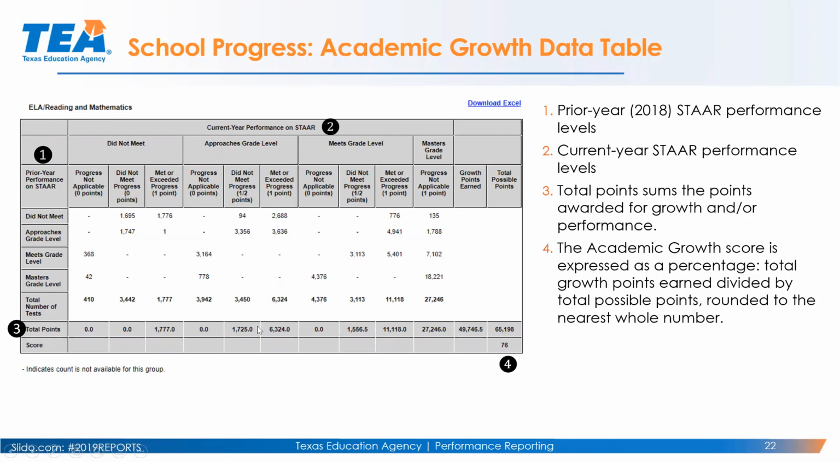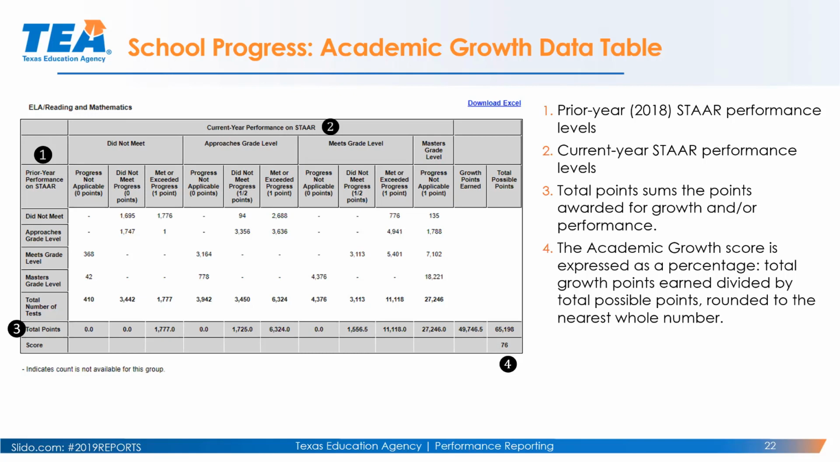How growth is calculated is that looking at the STAR progress measure, students either did not meet progress, or progress is not applicable. There is no way to calculate it, in other words, or students have met or exceeded their progress, and they're awarded a full point. Students who do not meet progress can be proficient, meaning that they maintain the same performance level. If so, they're awarded half a point.